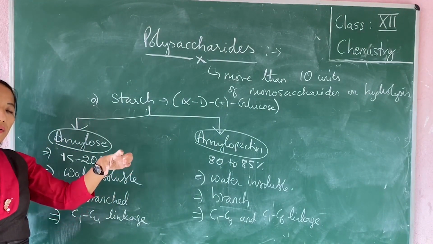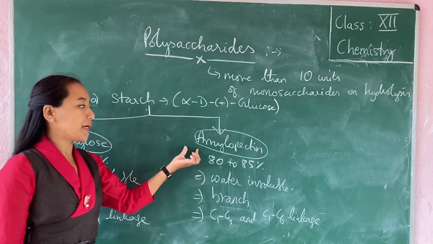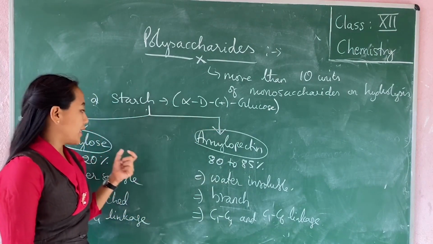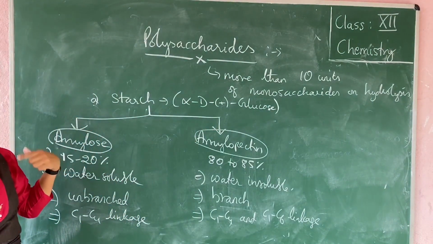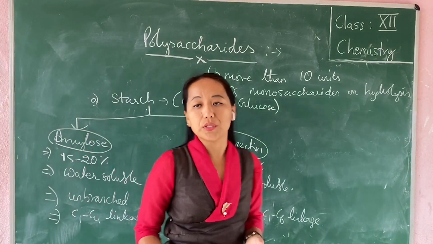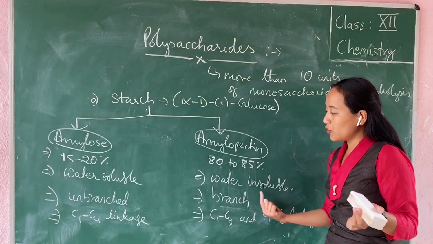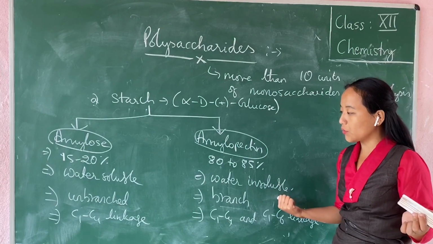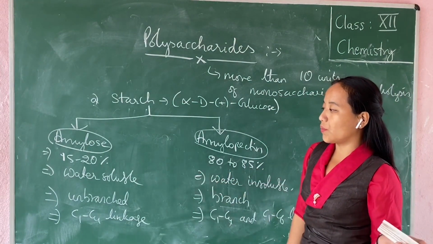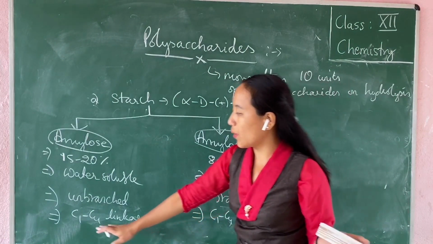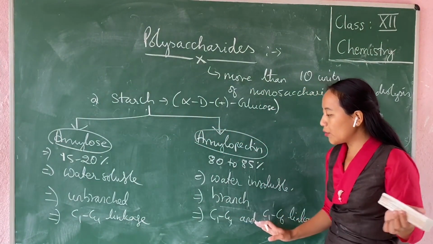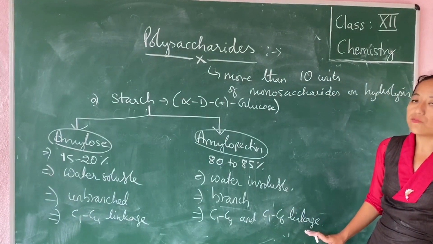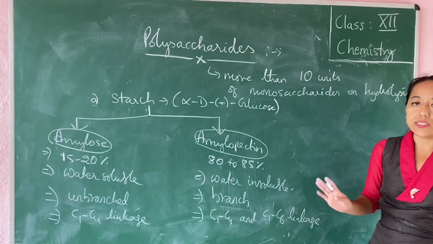Amylose is a single straight chain of alpha D glucose units, whereas amylopectin is made of branched units of alpha D glucose. And amylose is water soluble because it has more tendency to form intermolecular hydrogen bonding with water, whereas in amylopectin, due to branching, there is less tendency to form intermolecular hydrogen bonds with water, therefore it becomes insoluble in water. And in amylose, there is C1, C4 linkage only, whereas in amylopectin, C1, C4 and C1, C6 glycosidic linkages are formed. So that's about the difference between amylose and amylopectin.